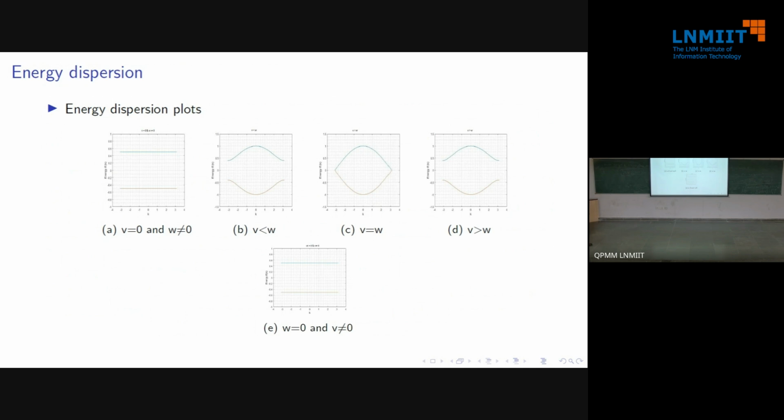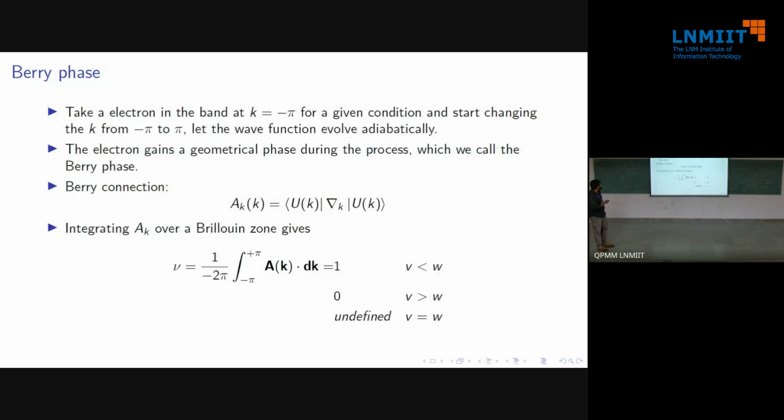We need to find a global property with which we can see those phenomena. One of the global properties comes from the phase of the system, whatever the phase of the wave function. And when we take this electron from minus pi to pi in the Brillouin zone, since it is a one-dimensional system, our Brillouin zone is a circle. So minus pi is identical to pi.